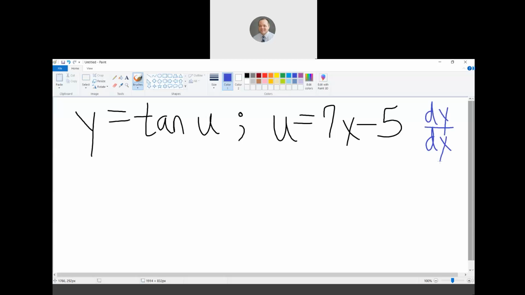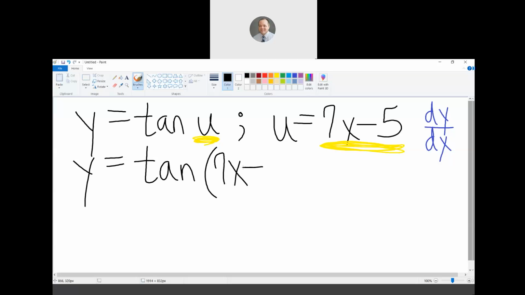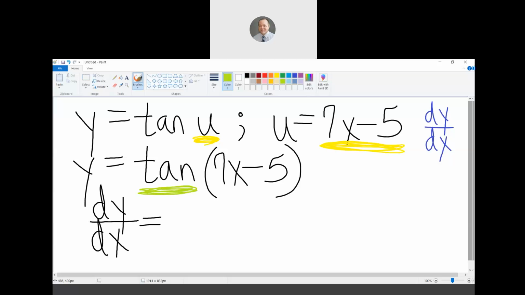Well, all you have to do before you find the first derivative is everywhere you see this u, replace it with 7x minus 5. And that gives us y equal to tangent, in parentheses, 7x minus 5. Now we're ready to find the first derivative, or dy over dx. So the derivative of y with respect to x. And we have to take the derivative of tangent first.